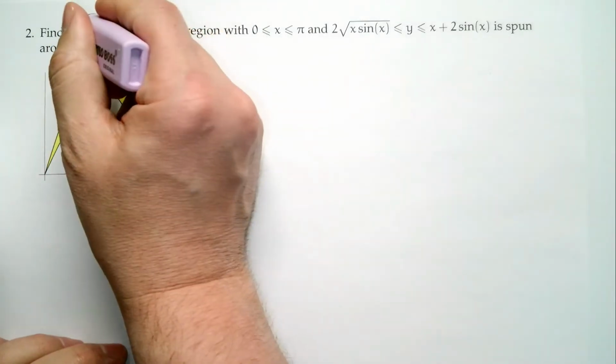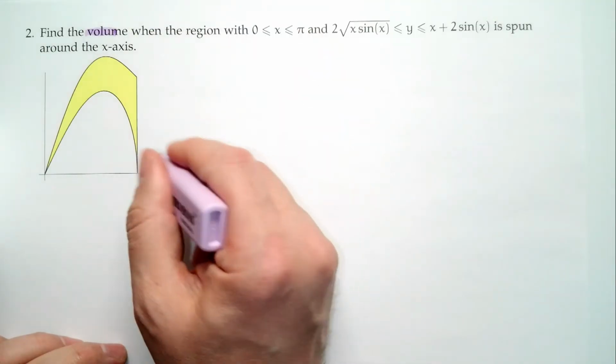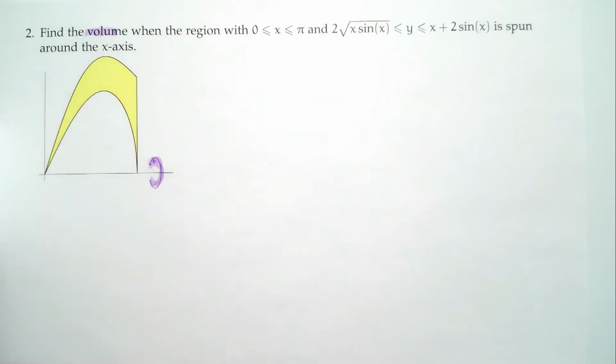Volume. And we see it's a volume of revolution because we're spinning here. So we know we're going to use one of our volume of revolution techniques. In fact, there's 2 of them. And so we need to know both of them. So the question is, which one do we use? So let's figure it out.